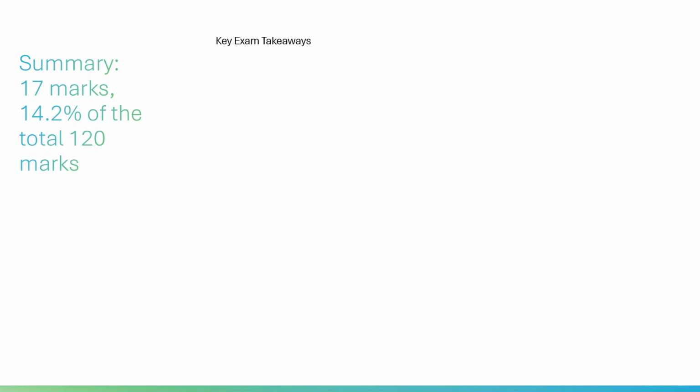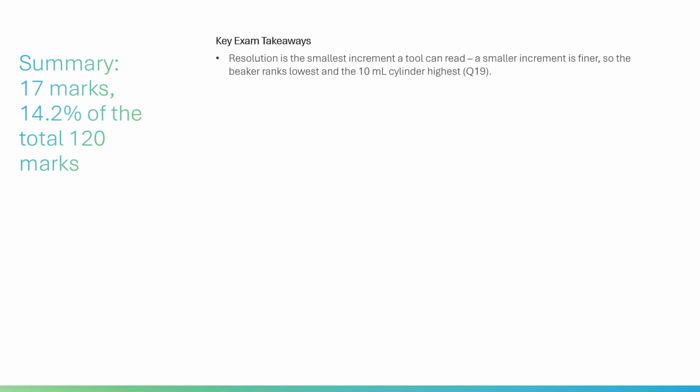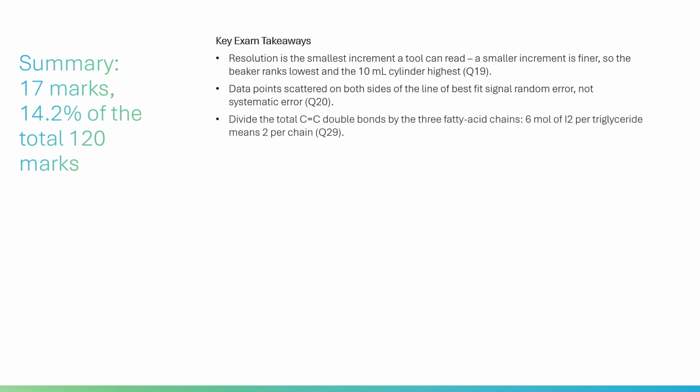Key exam takeaways. Resolution is the smallest increment a tool can read. A smaller increment is finer, so the beaker ranks lowest and the 10 mL cylinder highest, Q19. Data points scattered on both sides of the line of best fit signal random error, not systematic error, Q20. Divide the total C=C double bonds by the 3 fatty acid chains. 6 moles of I2 per triglyceride means 2 per chain, Q29.